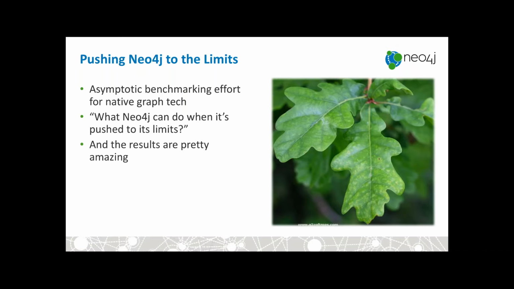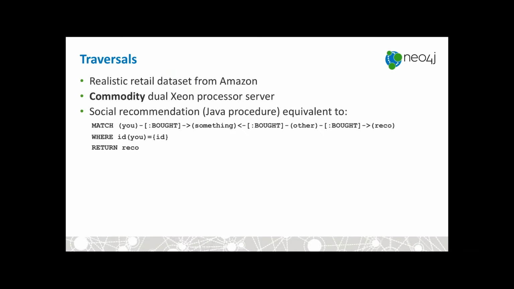So what happens then if you push Neo4j as a native, and this is an Oak native to the UK, push it to its limits? The results are pretty amazing, actually. So if we have a look at a realistic data set from Amazon, we took a commodity dual Xeon processor server, so actually something that's nowadays feeling a little bit dated.